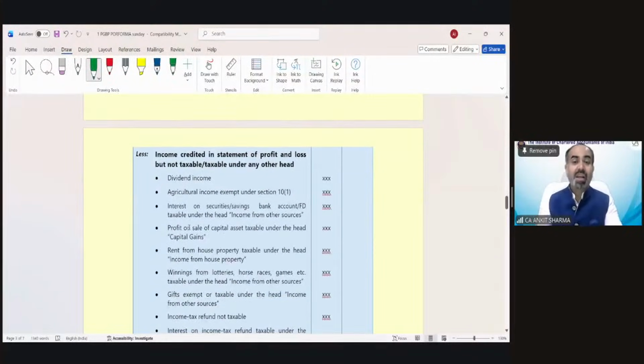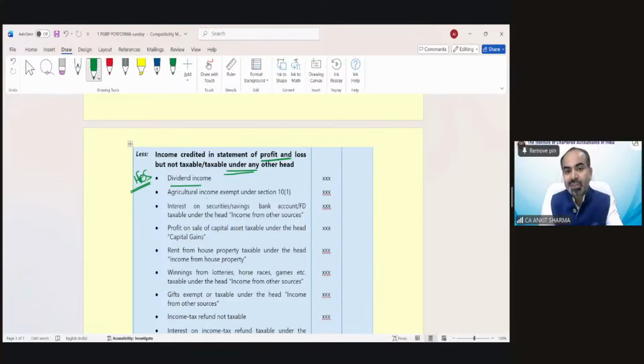There are certain incomes which have been credited in the P&L account, but are related to any other head of income. So if there is certain income included under our profit which needs to be included under any other head of income, the impact of that income we need to reduce, we need to omit it from our profit. So the other heads of income, like dividend, is part of income from other sources. If we have included that dividend income under our PGBP head, we have to reduce that value.